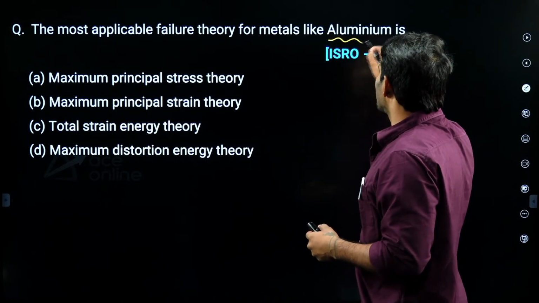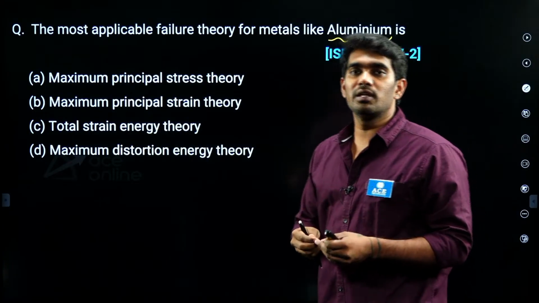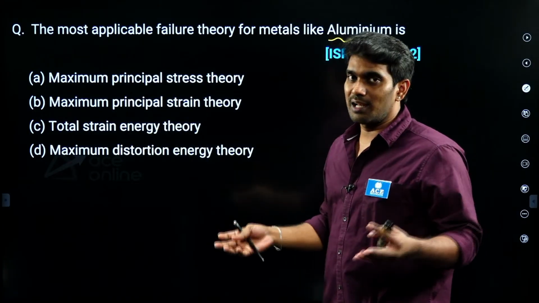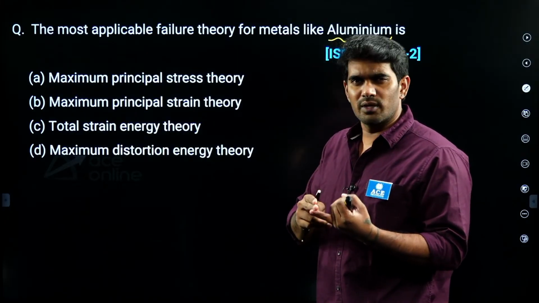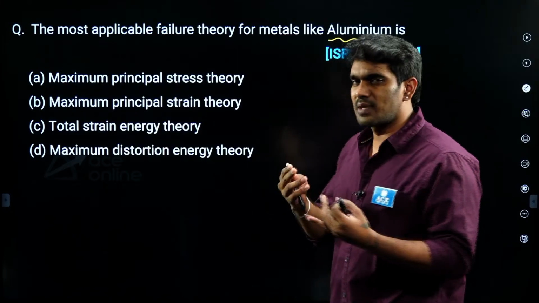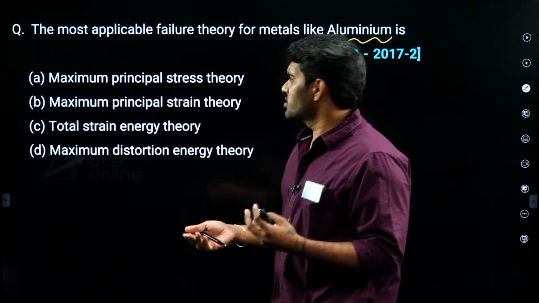What kind of material is aluminium? We know that aluminium is ductile in nature. For ductile materials, we have two theories. One is Tresca theory, which is the maximum shear stress theory. The other one is von Mises theory, which is the distortion energy theory.